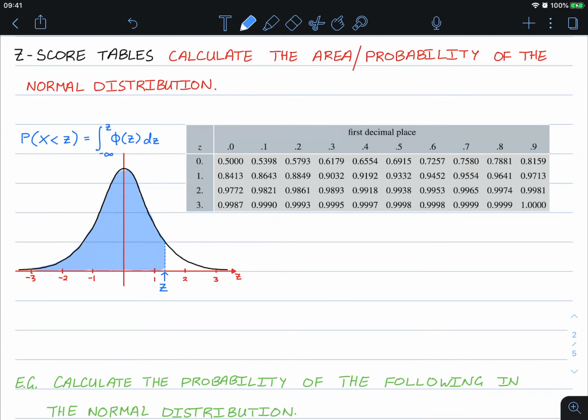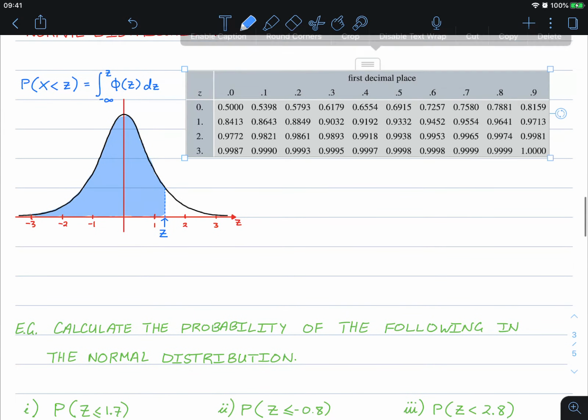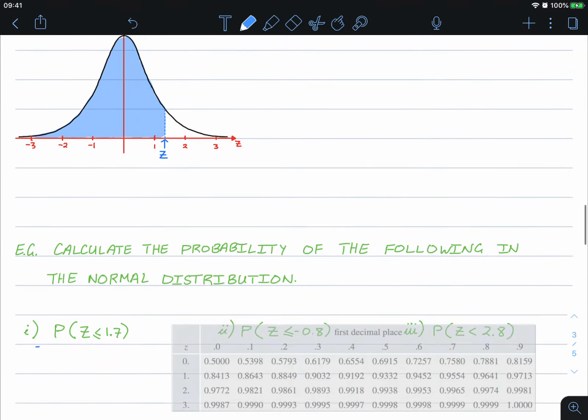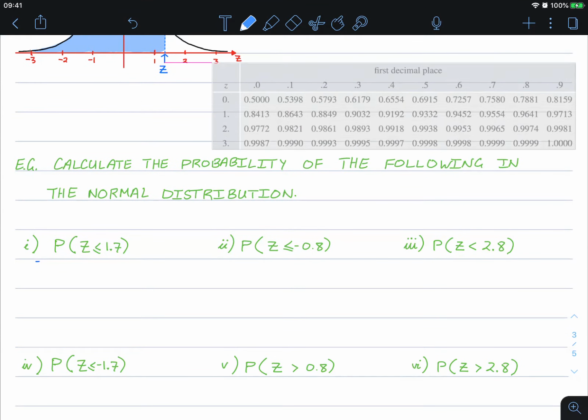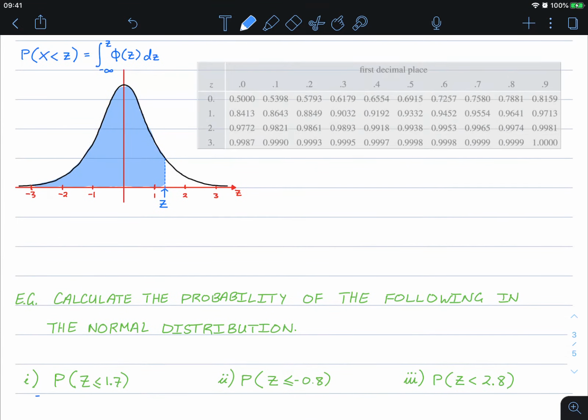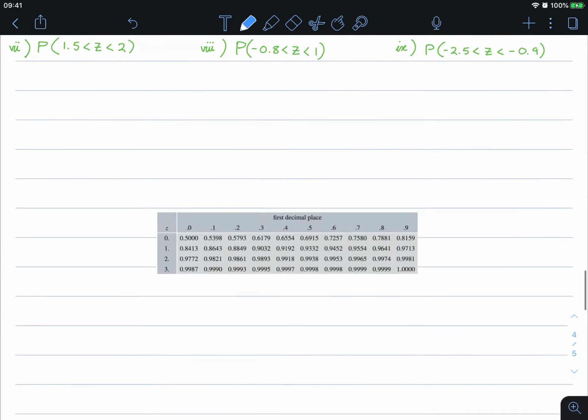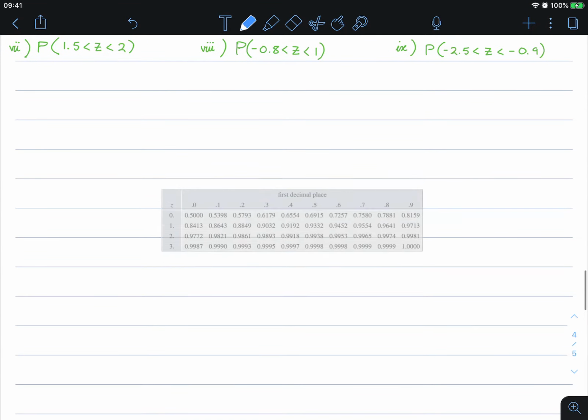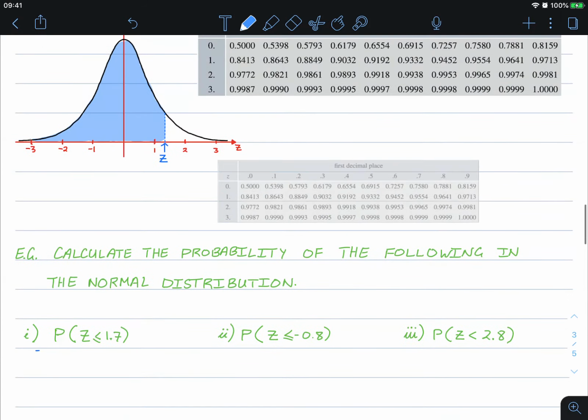Let's do 3 examples first. I'm going to cut this video into 2 parts just to not keep it going for too long. Actually, where's my table? There it is. Let's do the first 3.